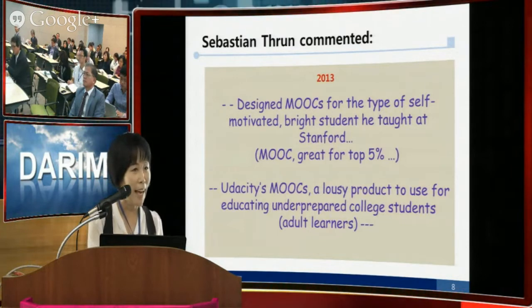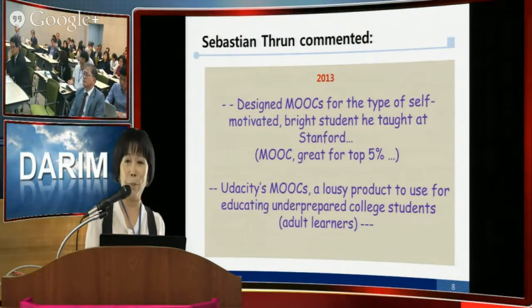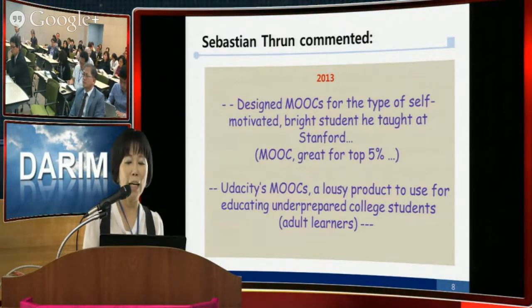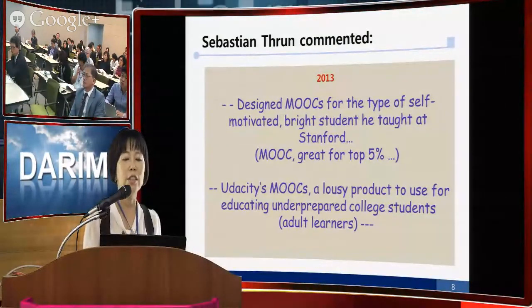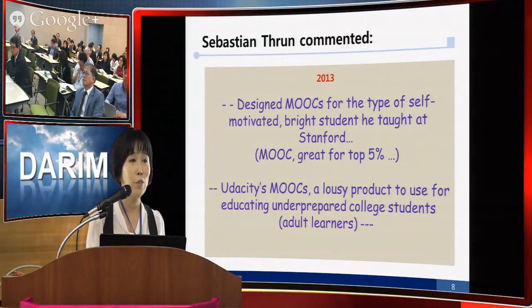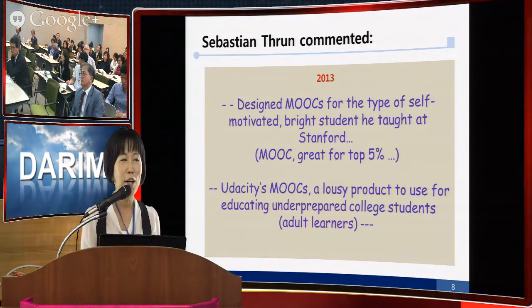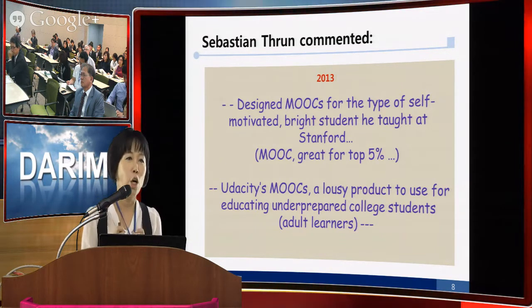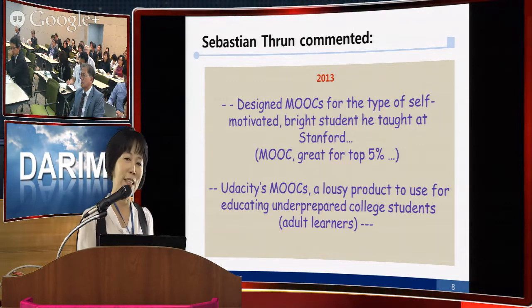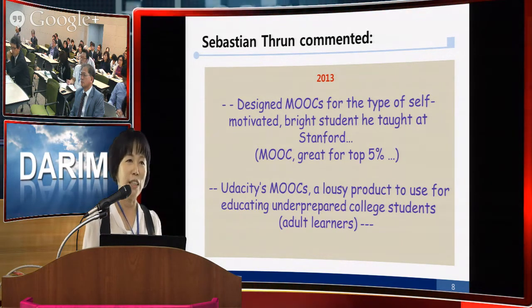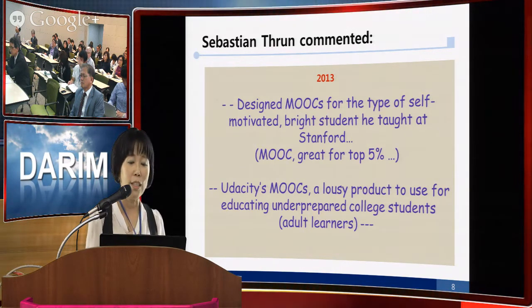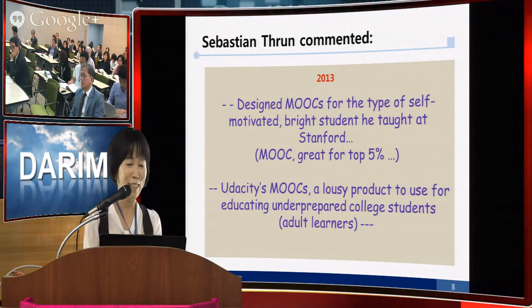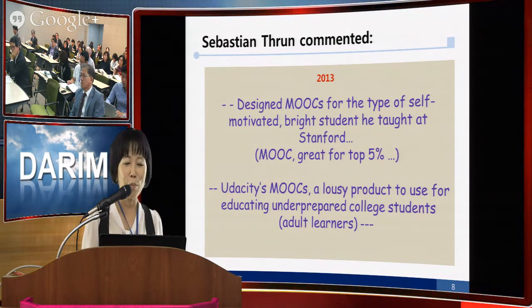But in 2013, after he established Udacity, he said he had designed MOOCs for the type of self-motivated, bright student he taught at Stanford. That was the spirit when he first designed his MOOC class. And then he said that was not the right assumption about the learners. Our learners are not the brightest students who can direct their own learning. Self-directedness in learning is a very critical skill needed to succeed in MOOCs, but many of them don't have it. And then he said Udacity's MOOCs were a lousy product. He even mentioned this to one of my friends, actually. A lousy product to use for educating underprepared college students.